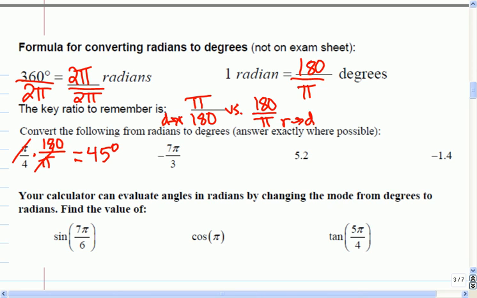Okay, so what would 7 pi over 3 be if we were to convert this to degrees? Sorry, negative 7 pi over 3.